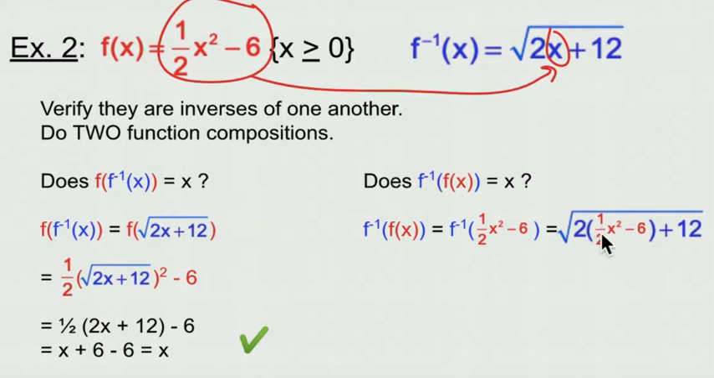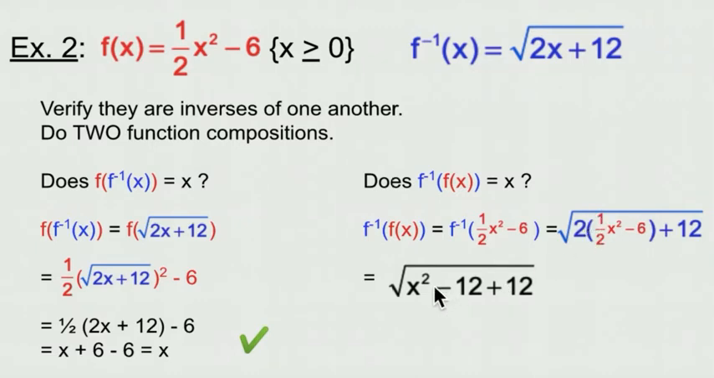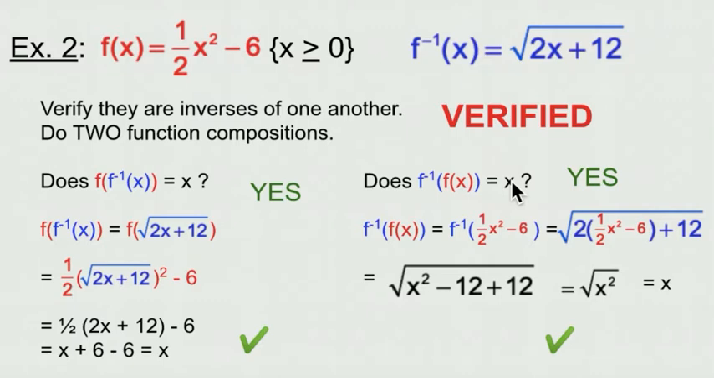So again, under the radical sign, distribute the 2, and that will give me 2 times 1/2 x squared, which is just x squared. 2 times negative 6 will be negative 12. And then don't forget the plus 12 at the end. And as you can see, the negative 12 and the positive 12 cancel each other out. And I'm left with the square root of x squared, which is x. So yes, f inverse of f of x equals x. So this is verified. That's how you verify that two functions are inverses of one another, by doing two function compositions. If you need to stop the video to get that all down in your notes, that's fine.